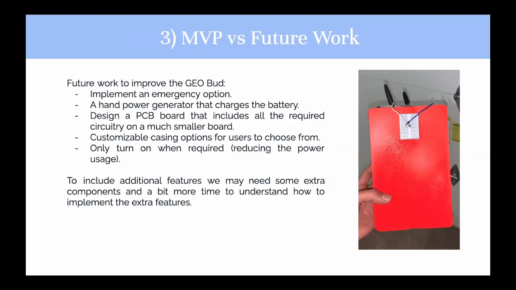And last but not least, another thing we can improve on is we could make the GeoBud turn on only when it is required, hence reducing the power usage. For all of these future improvements to the GeoBud, we would need additional features and some extra components that we might have to order, and a bit more time to understand how to implement these extra features.